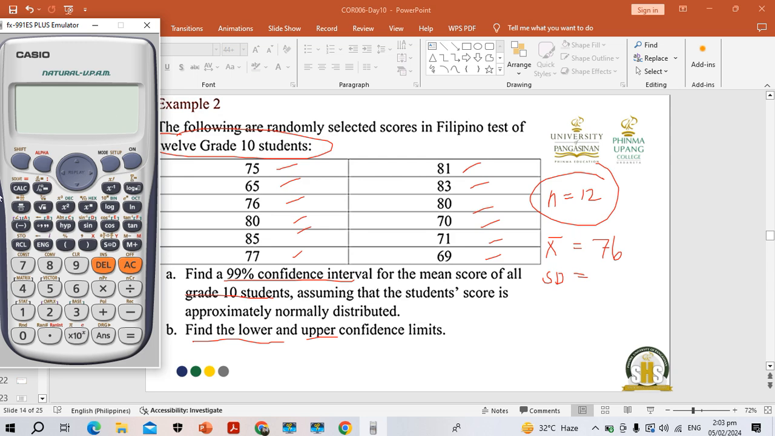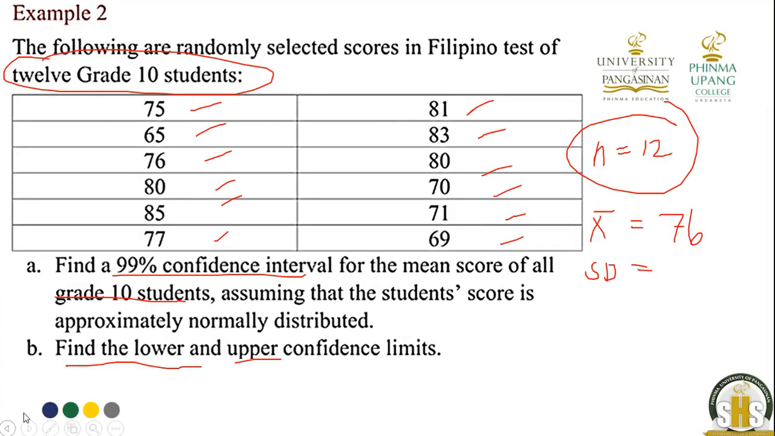Next is, kunin natin si standard deviation. Shift 1, 4, nandun tayo sa variance. Yung number 3 is variance, so piliin nyo yung 4, yung sx. Two decimal places, so 6.18. 6.18 po yung SD natin kasi 2 decimal places po tayo.